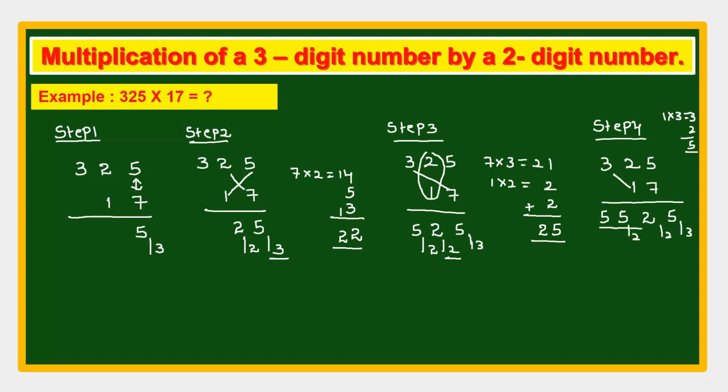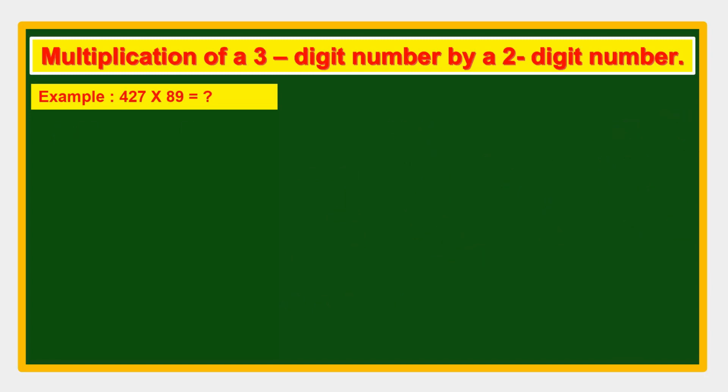So what is the answer? 5525. Therefore 325 into 17 equal to 5525. So this is the product. And next sum, the same multiplication of a 3-digit number by a 2-digit number. So first I'll explain step 1. Right.